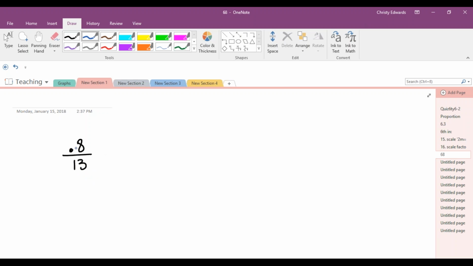Multiplying it by 2 will get me 1.6. That doesn't fix it. Multiplying a 0.8 by 2 doesn't give me a nice round number. But if I multiply by 10 on the top and bottom, do you know what that does? Makes my 0.8 an 8. Makes my 13 a 130. See, multiplying by 10 has that fun trick of just moving the decimal over. 0.8 times 10 is 8. 13 times 10 is 130.